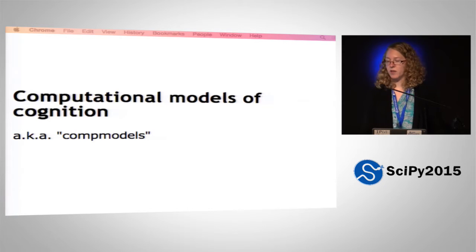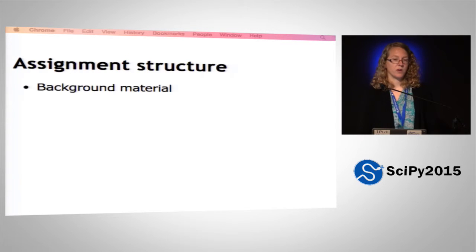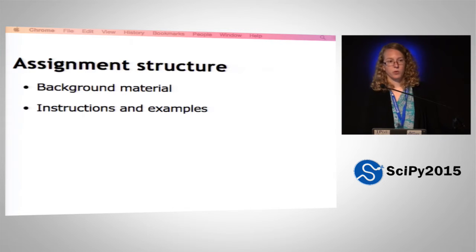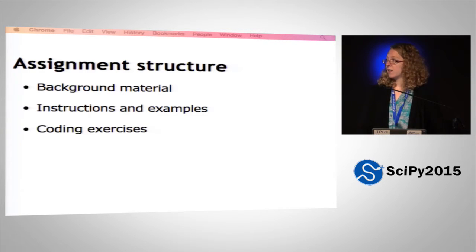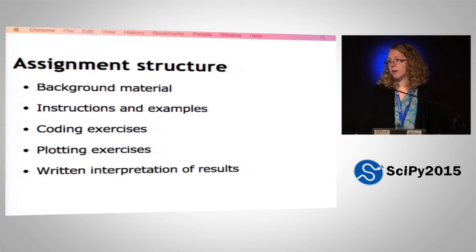The assignments that students have to complete are programming assignments, and they have the following general structure. We give them some background material on the particular model that they're dealing with. We give them some instructions and examples of how the model is supposed to work. We then give them a coding exercise where they actually have to implement the model. Sometimes there's some code to create a plot and visualize the results of the model. And then there's also usually a written interpretation of the results, where they actually have to think about what the results mean and whether the model's any good or not.